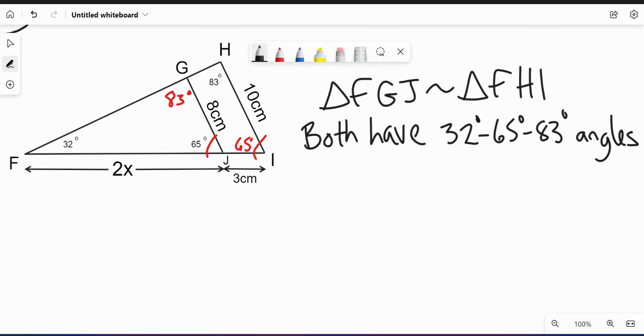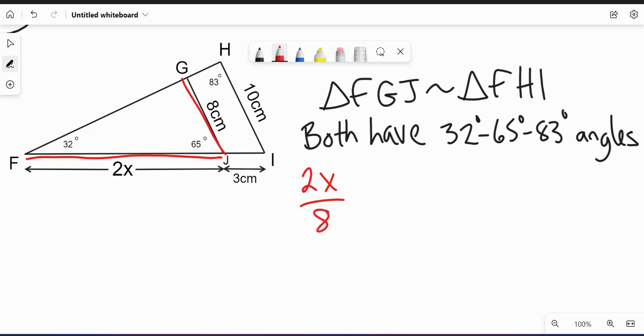Okay, now we have to be careful with this. All right, so we know they are similar. I'm going to make myself some space here. This part is easy with the smaller triangle, right? The smaller triangle for FGJ is 8, nice and simple. That's labeled for us. And this is also labeled for us: from here to here is 2x. All right, so one side of my proportion is going to be 2x over 8.